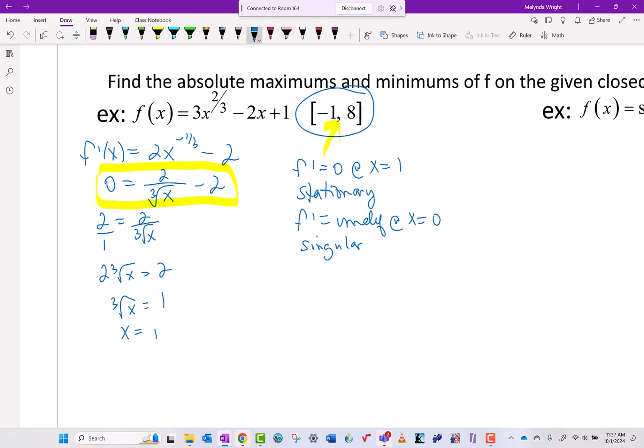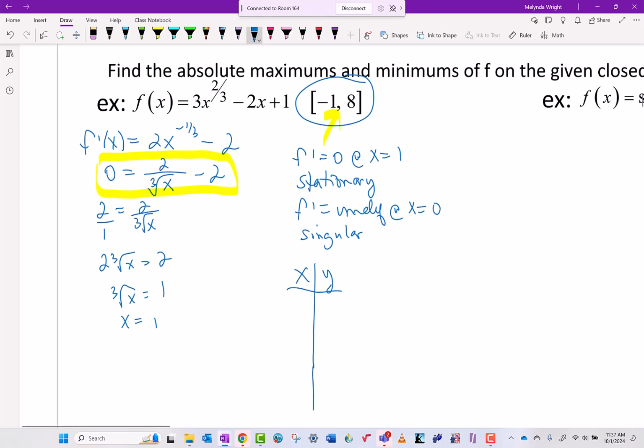Okay, so what am I going to do? The candidates test requires me to check those numbers. I'm going to put it in a table. There's other ways to do it. This is just one. So I need to check the critical number of 1 and 0. Those are critical numbers. What else am I supposed to check? The endpoints, right? I need to check the endpoints. So I need to check -1 and 8. Got to check all of those.